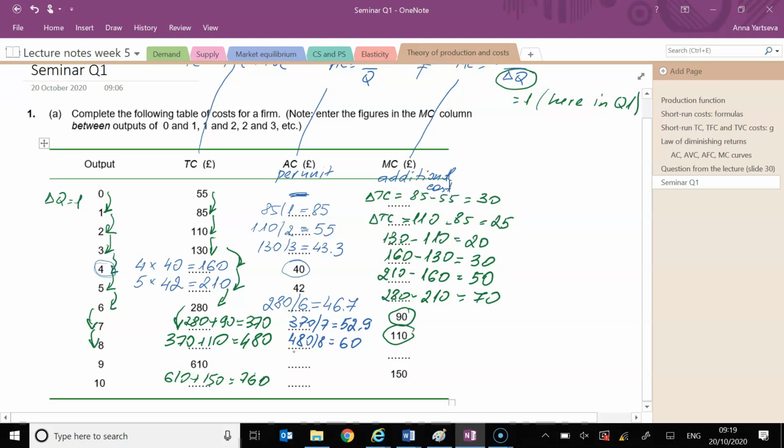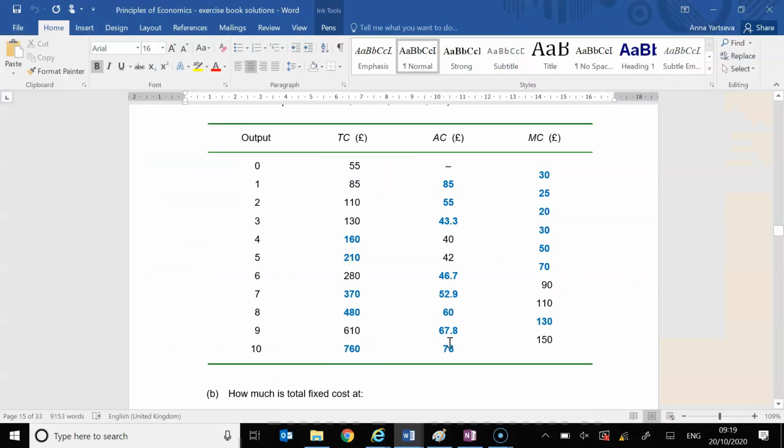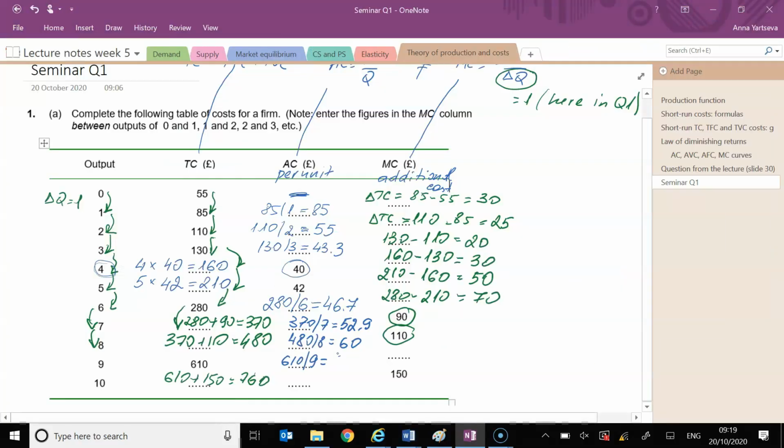Next, 610 spent to produce 9 units, which is going to be 610 divided by 9, 67.8 per unit. And the final bit, 760 spent to produce 10 units of output. This is going to be 76 pounds per each unit.